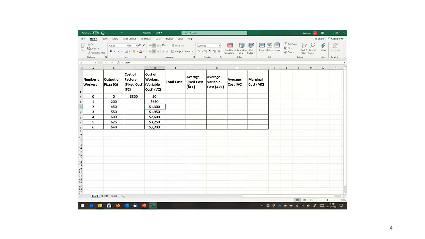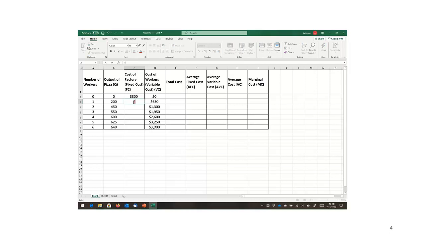So using all this information, we'll be calculating total cost, average fixed cost, average variable cost, average cost, and marginal cost. So let's start with the easiest one. This is how much is the fixed cost when you produce one unit. Again, fixed cost does not change with output, it remains fixed. So in this case, fixed cost would remain $800.